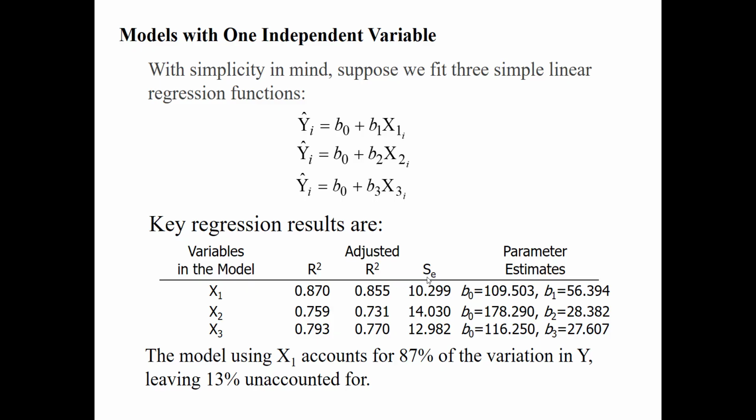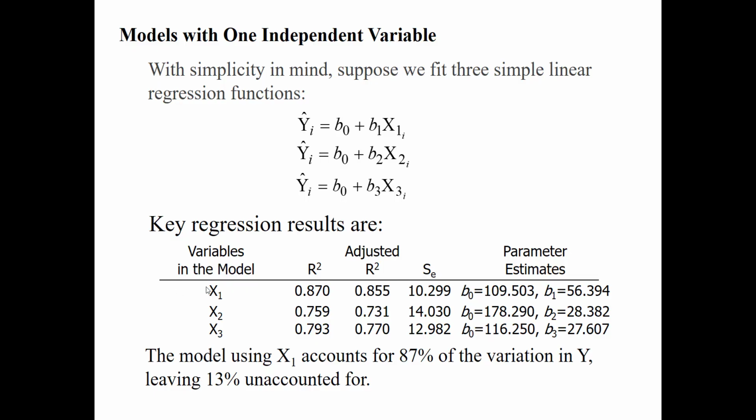For example, R2 for x1 is the highest one, so we can choose x1 here. Also, if you want to make a conclusion based on the SE, we have to look for the one that has the smallest SE. You can see x1 has the smallest SE, or standard error, so based on both decision criteria, we choose x1.